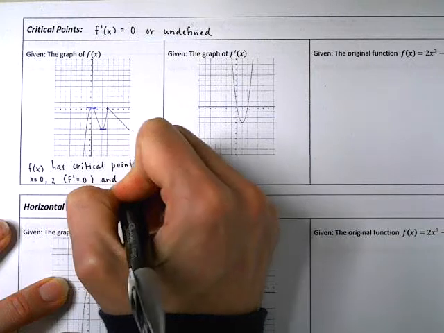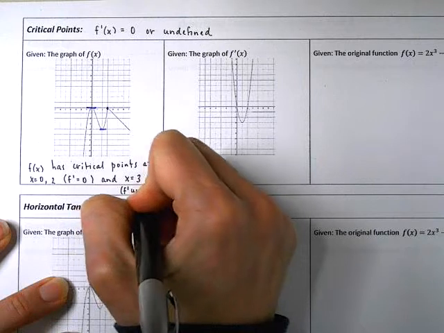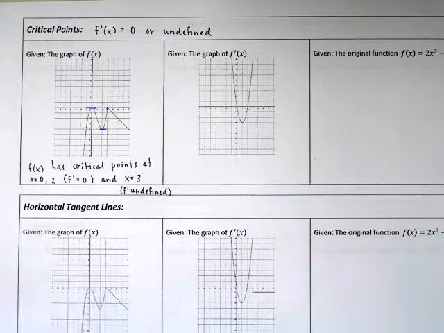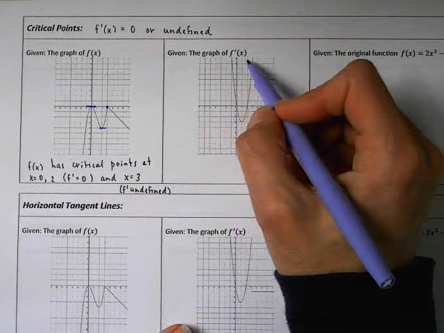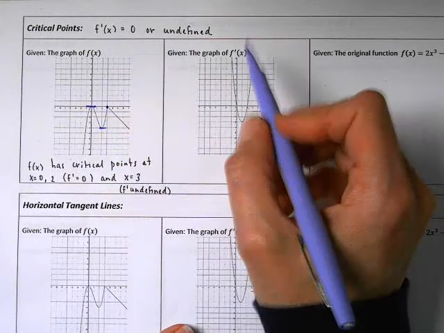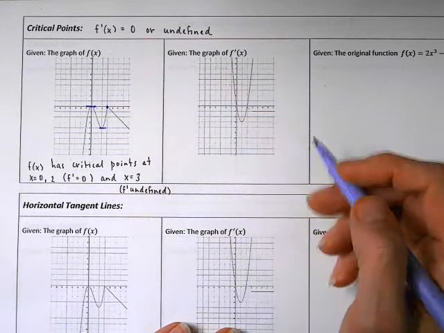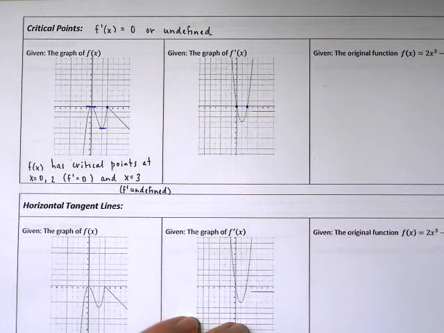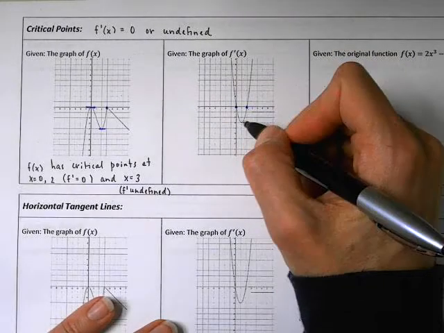And it has one at x equals 3, and I'm going to say f prime is undefined. Now, if I'm given the graph of f prime of x, I'm looking for where f prime of x is equal to 0. So in this case, I'm looking for the zeros of f prime. f prime of x is equal to 0 here and here, and there's no points where that's undefined. It's defined for every point here.